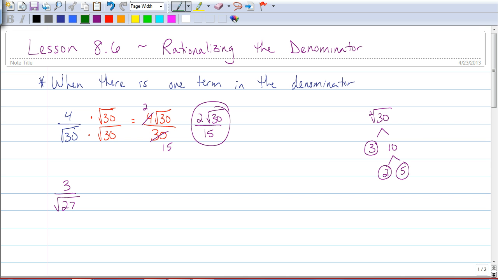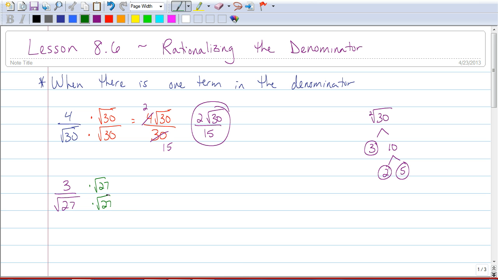So think for yourself, what would we multiply by to rationalize the denominator here, to get rid of the square root of 27? Well, you should have gotten that. We're just going to multiply by the square root of 27. And you always multiply the top and bottom by the same value, because essentially we're multiplying by 1 here, because square root of 27 divided by square root of 27 is 1. So we're not changing the value of the fraction. That's important to talk about.